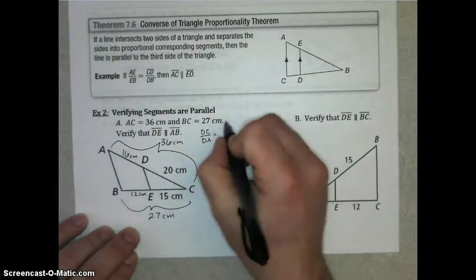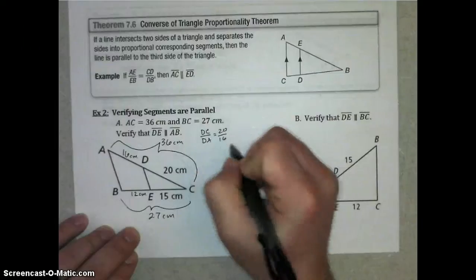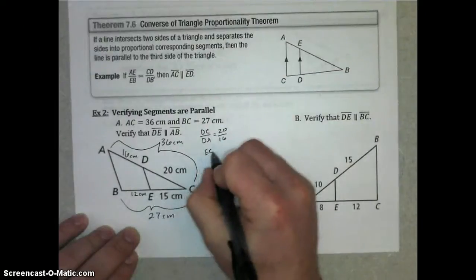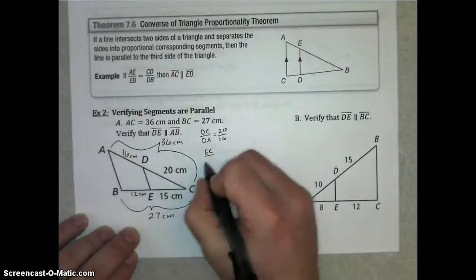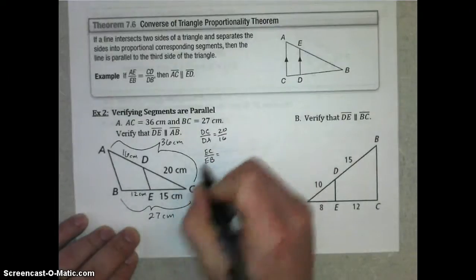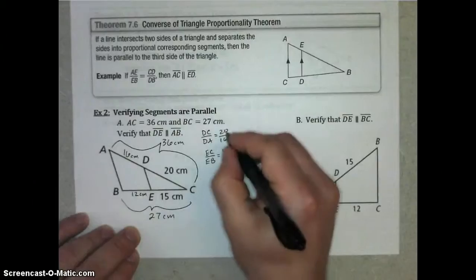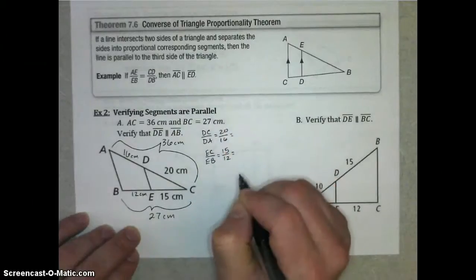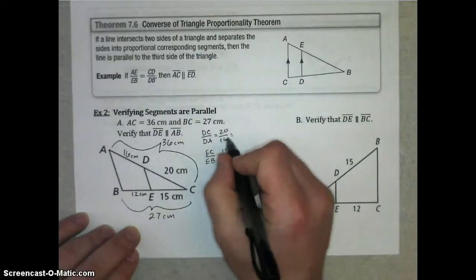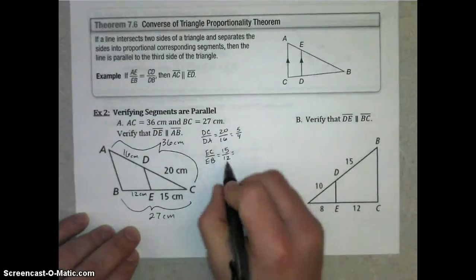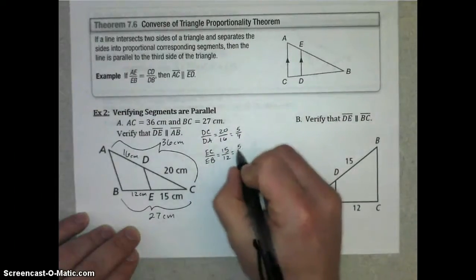DC over DA is 20 over 16. It should be the same ratio of EC to EB, 15 over 12. Now, we can reduce both of these, and they should reduce to the same fraction. 20 over 16, we can divide both of those by 4, and we get 5 over 4. 15 over 12, divide both by 3, we once again get 5 over 4.